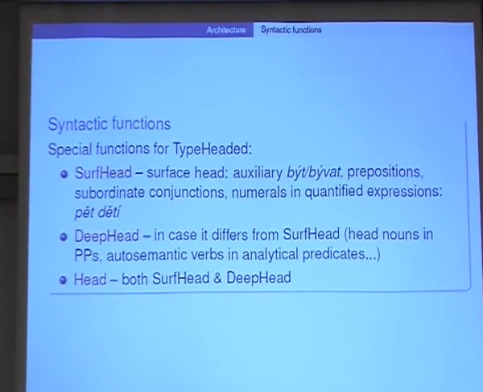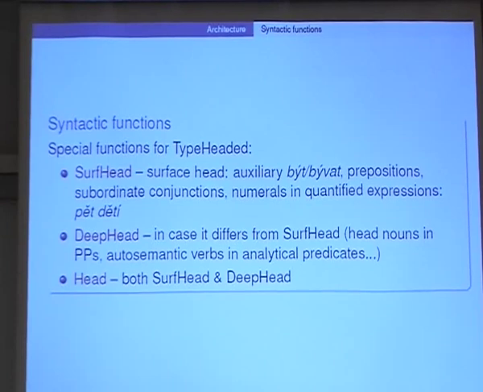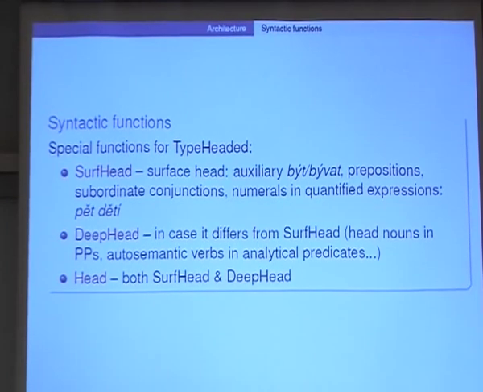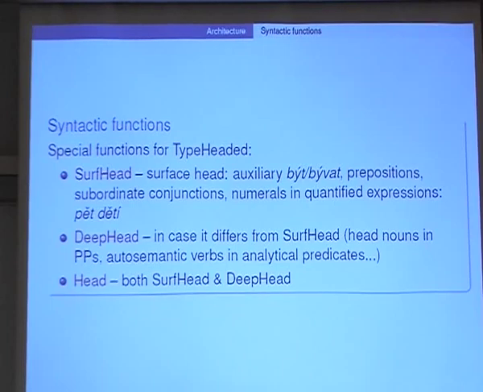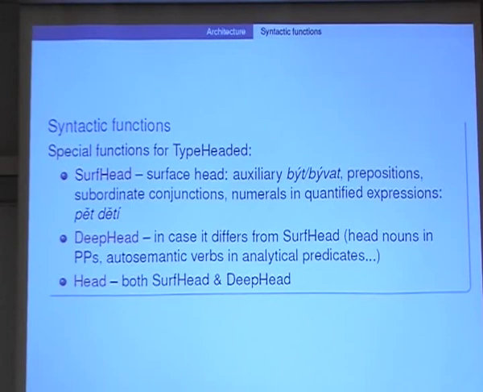As to syntactic functions, there are three types of functions. This is the first type. There are special functions for type-headed structures. First, the surface head. I've already mentioned it. This is a head in structures with the auxiliary bývat. These elements are surface heads, unlike autosemantic verbs, which are deep heads.